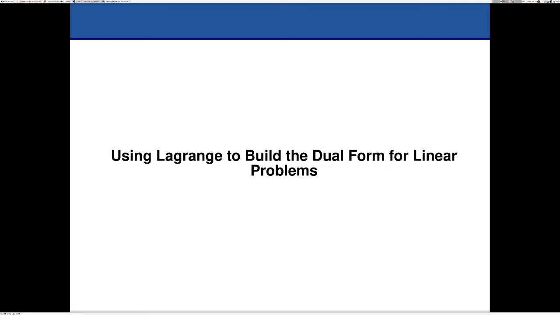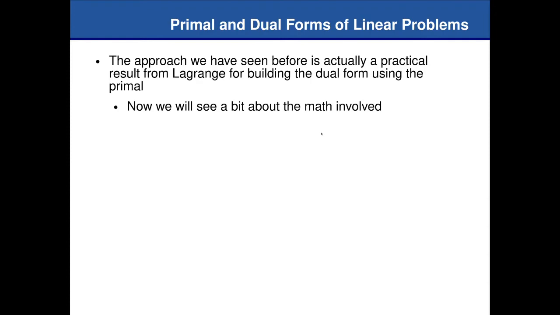Hello guys. Now we go for ways, or the way, using Lagrange multipliers to build up dual forms from their primal while solving linear optimization problems. Of course, we are just going to consider Lagrange multipliers to build up those dual forms.